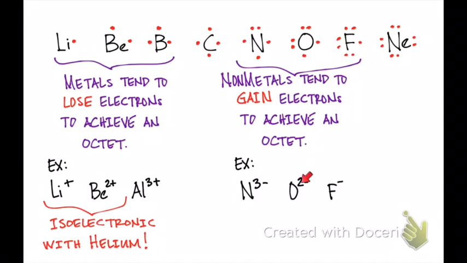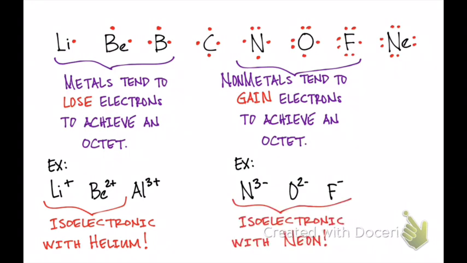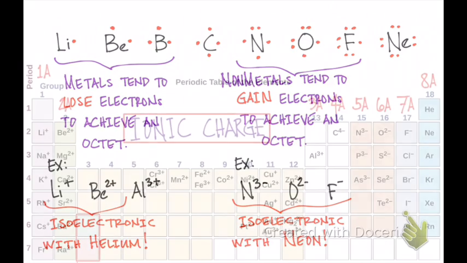Same thing for oxygen. Oxygen has atomic number 8, and you add 2 electrons to it, you get 10. Fluorine is 9, plus 1, you get 10 electrons. And so all these ions shown here have a total of 10 electrons. And so they are isoelectronic with the noble gas neon, because neon has the atomic number 10 in the periodic table. And so these anions shown here are all stable. They are all as stable as a neon atom.